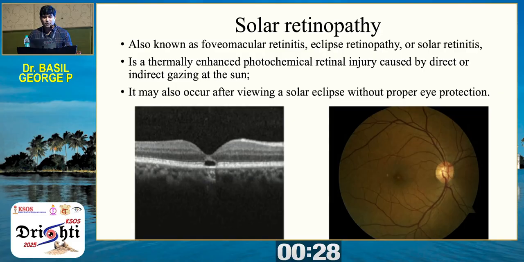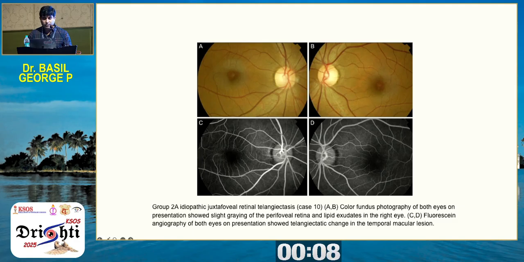There's another condition called solar retinopathy or foveomacular retinitis. It's a thermally enhanced photochemical retinal injury caused by direct or indirect gazing at the sun, and it occurs when you view a solar eclipse without eye protection. It is not normally seen, but it can be seen on exposure to a solar eclipse or welding arc light. So this is a picture showing idiopathic juxtafoveal telangiectasia, and the fluorescein angiography on this eye will show telangiectatic changes in the temporal macular area.